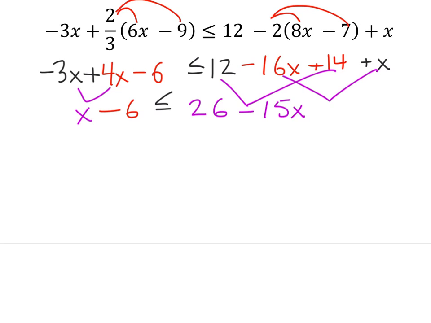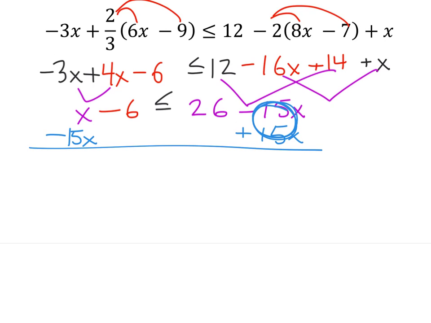So the next thing we need to do is determine which side do we want the x's on. Some of you know that you'd put it on the left, and that would make all the x's positive, which is not going to change the inequality. So let's go ahead and do that. I would go ahead and add 15x to both sides, and that creates a 0 right there, which essentially eliminates it.